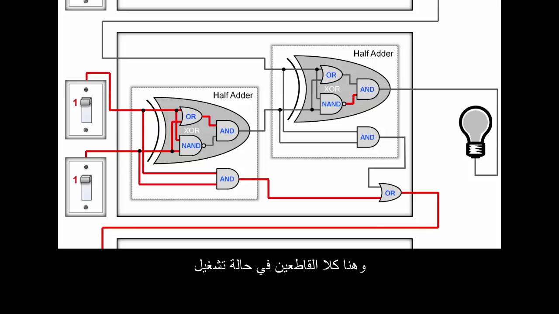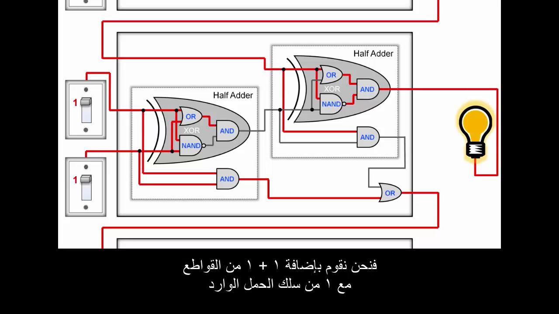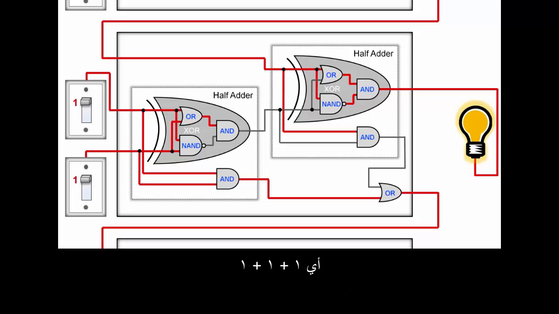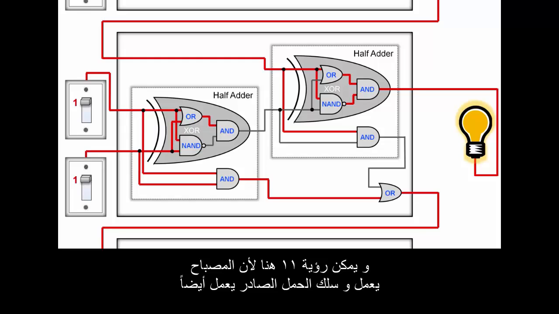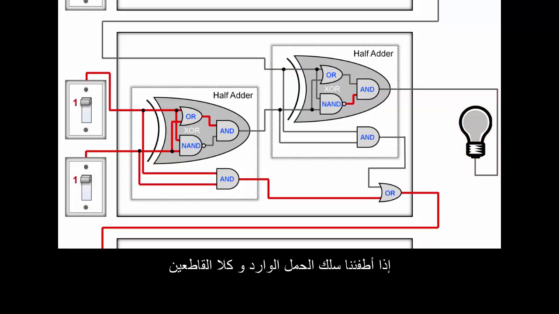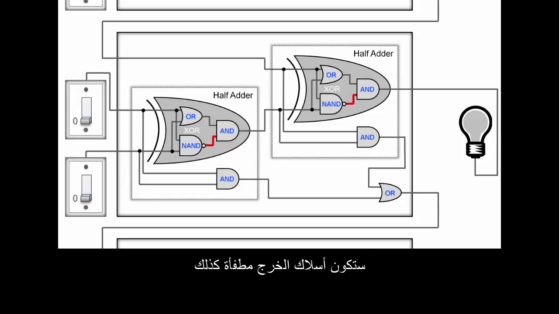So here our two switches are already on, and if the carry-in wire from the previous adder is also turned on, then we are essentially adding 1 plus 1 on our two switches plus the 1 on the carry-in wire, or 1 plus 1 plus 1, which in binary equals 1, 1, or 3 in decimal. The 1, 1 can be seen here because our light bulb is on and our carry-out wire is on as well. If we turn off the carry-in wire and turn off our two switches, then our output wires are off as well.